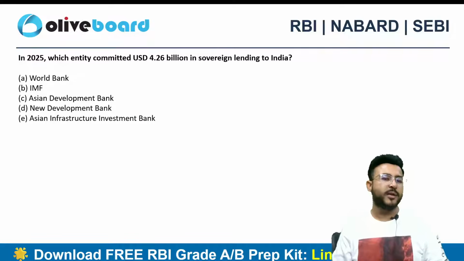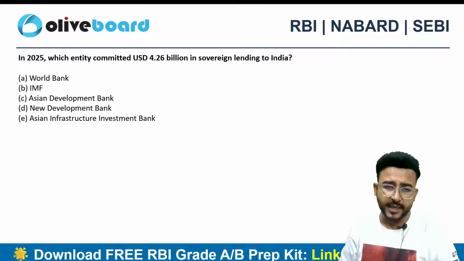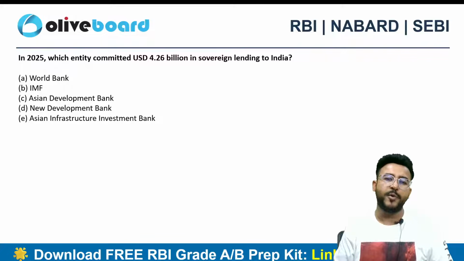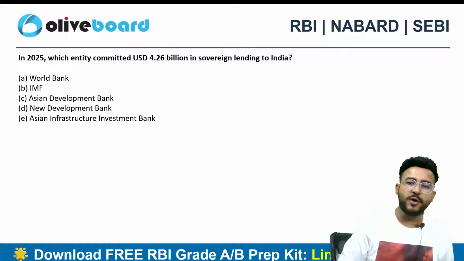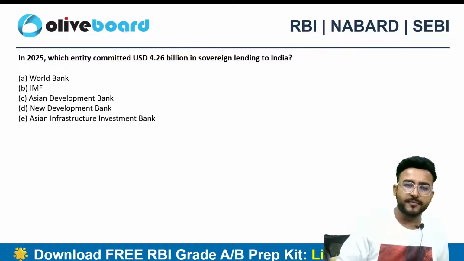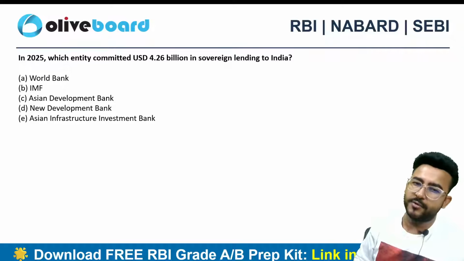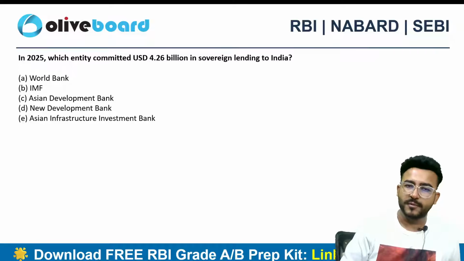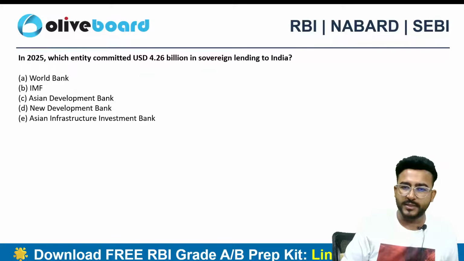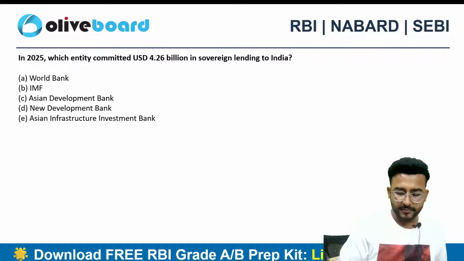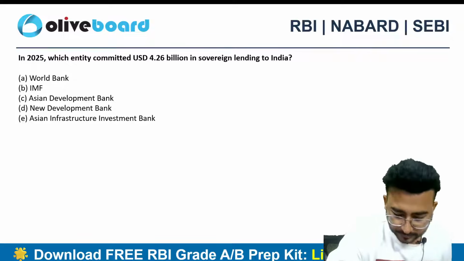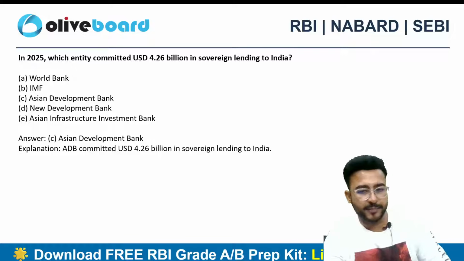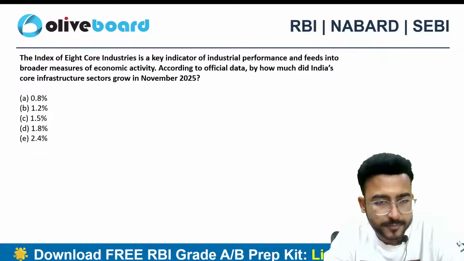Next one. In 2025, which entity committed USD 4.26 billion in sovereign lending to India? Now this happened in December 2025. Which entity committed 4.26 billion USD in sovereign lending to India? Yes, it was the Asian Development Bank, ADB. Perfect.